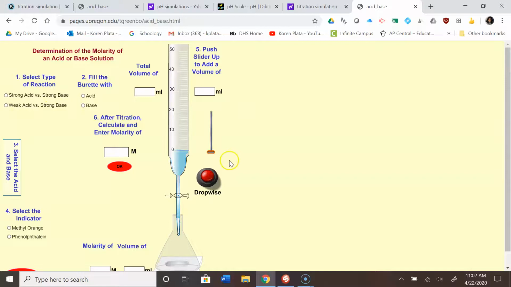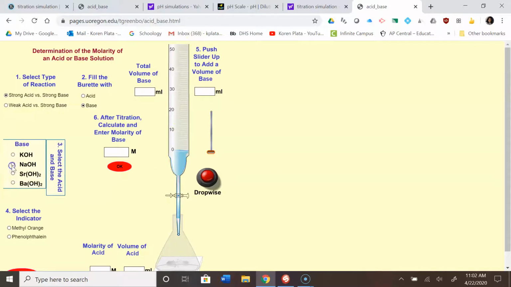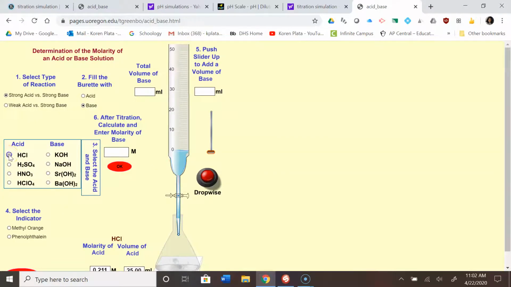We're not going to worry about anything weak, but you're going to put one of them in the burette. I'm going to put the base in the burette, and then I'm going to select what I want to use. We're going to keep it simple. I'm going to use HCl and sodium hydroxide, something that we're so used to using. And I need to put an indicator. In this case, the indicator is going to be phenolphthalein. That's what you use when you get a strong acid, strong base titration, because you get that neutral pH of 7.